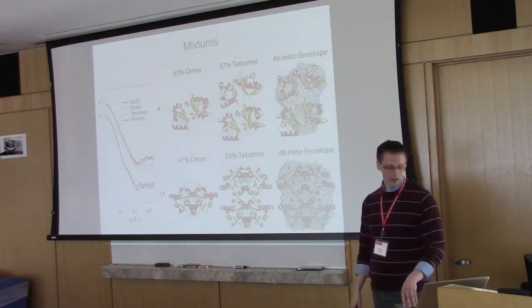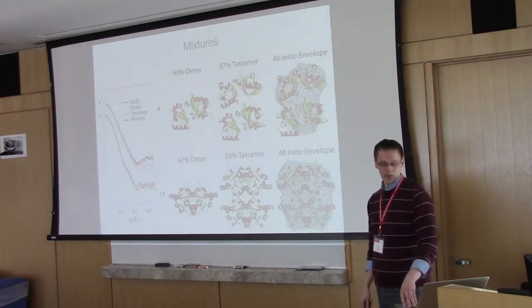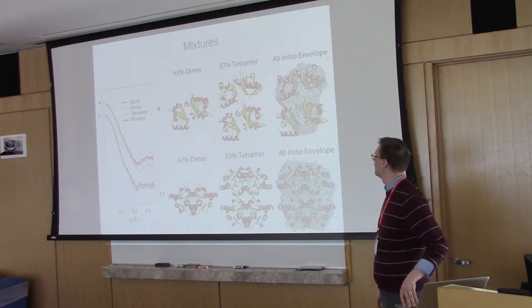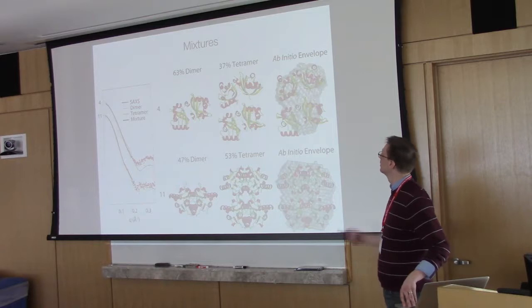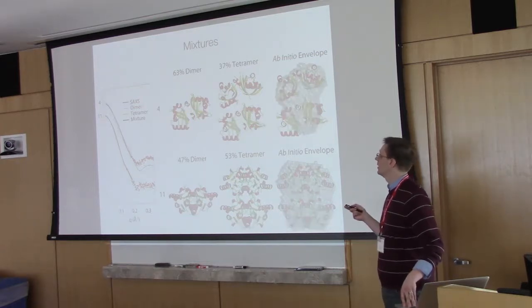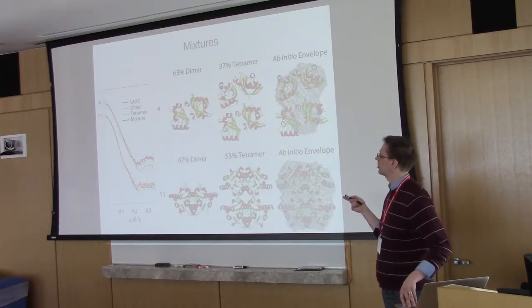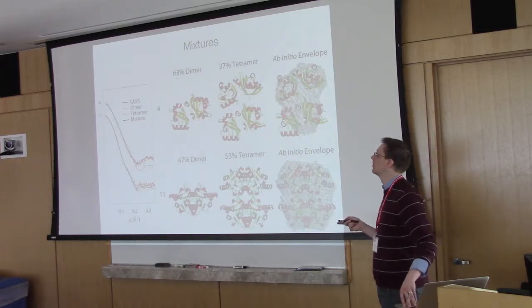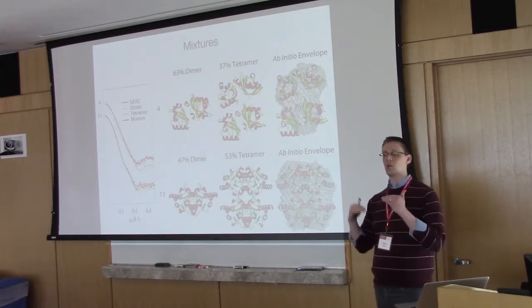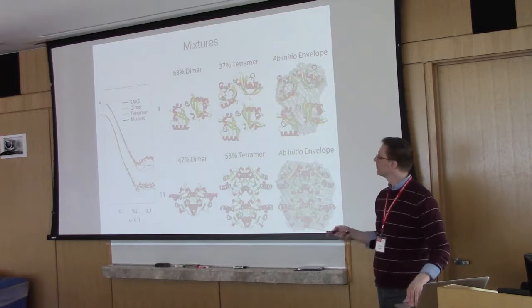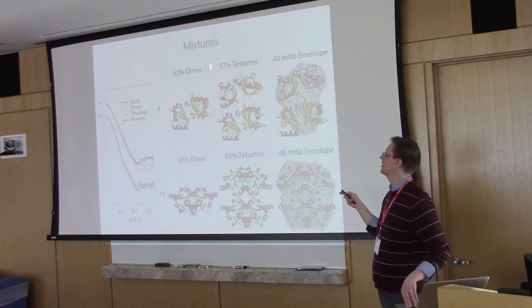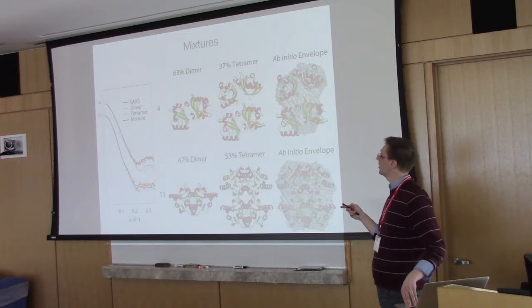Okay, so you can also get some information about mixtures using different techniques. Here, since we know the structures in these cases, I've fit the dimer and tetramer forms of these molecules to the SAXS profile and tried to figure out what the volume fraction of each one is. So you can see in the top case, it turned out to be 63% dimer and 37% tetramer.